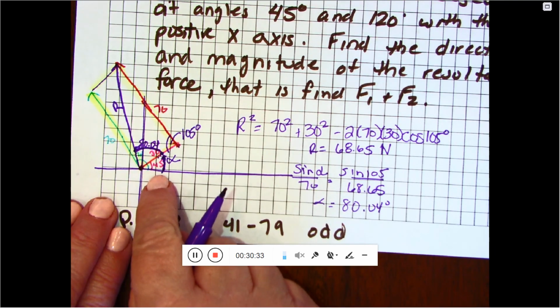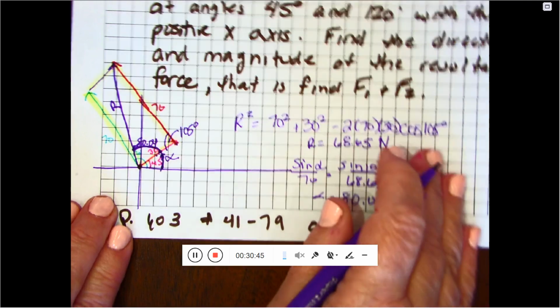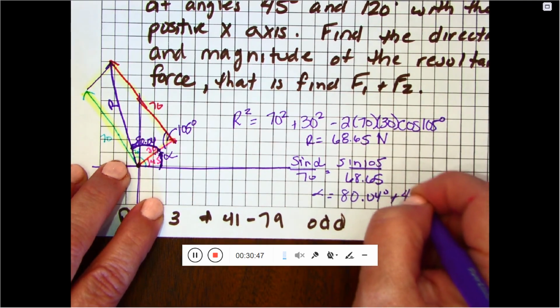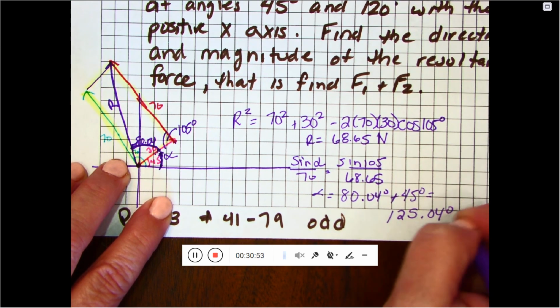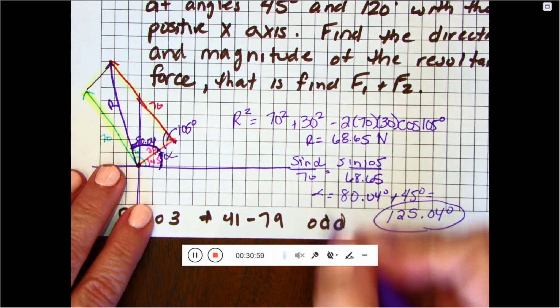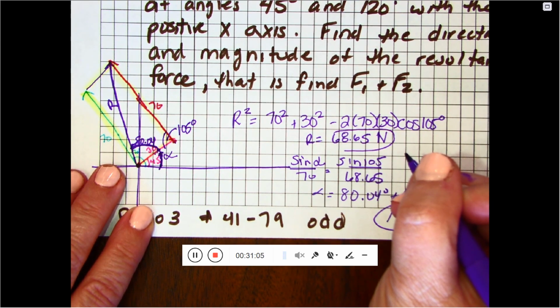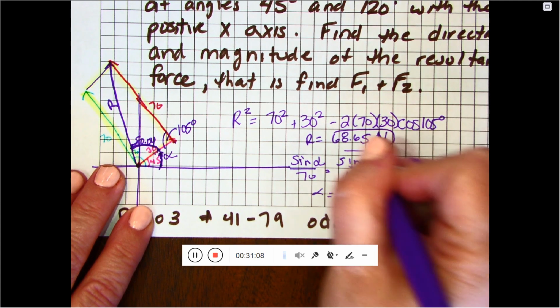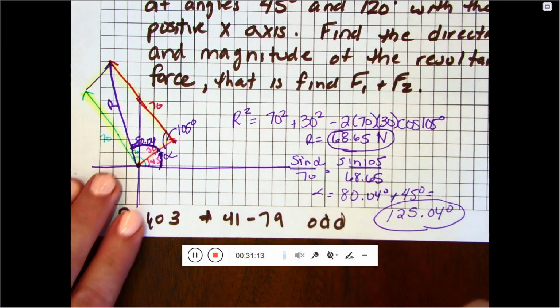But now that's just what's inside of the parallelogram right there, the triangle. So to get the direction from the positive x-axis, we know that this is 45 degrees. So I have to add 45 degrees to that. So it would give me 125.04 degrees. So the direction of the vector from the positive x-axis is 125.04 degrees, and it's acting at a resultant force of 68.65.